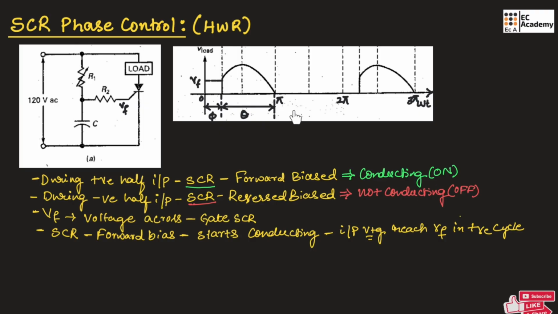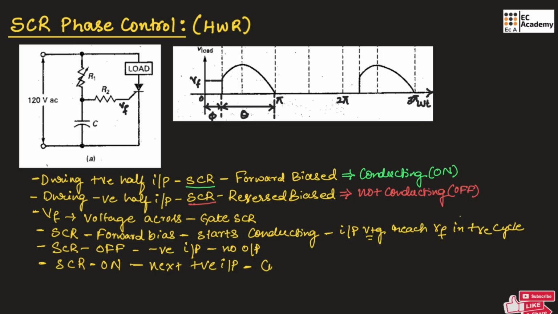For the negative half of the input cycle, the SCR will be reverse biased and hence it will not be conducting. So we can say the SCR will be off for negative half of input cycle, hence we will not get any output. Again, SCR will be on for next positive cycle and it will conduct only when the input voltage reaches VF, which is voltage across the gate.